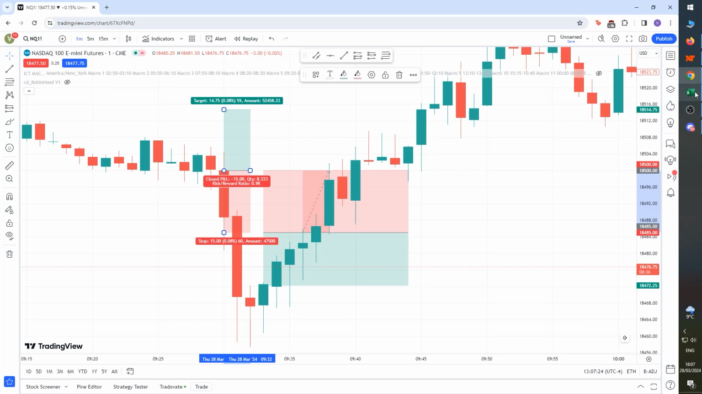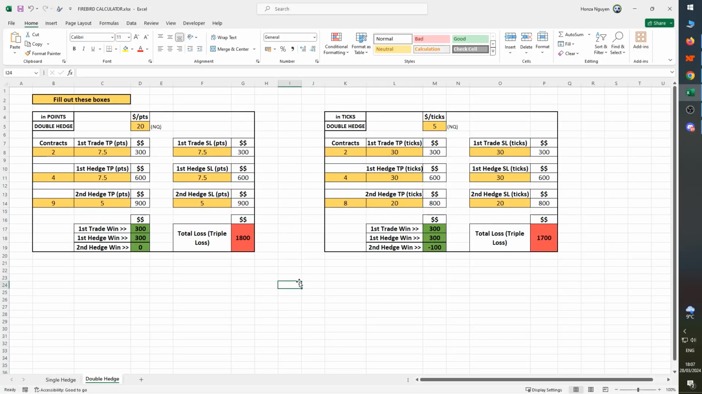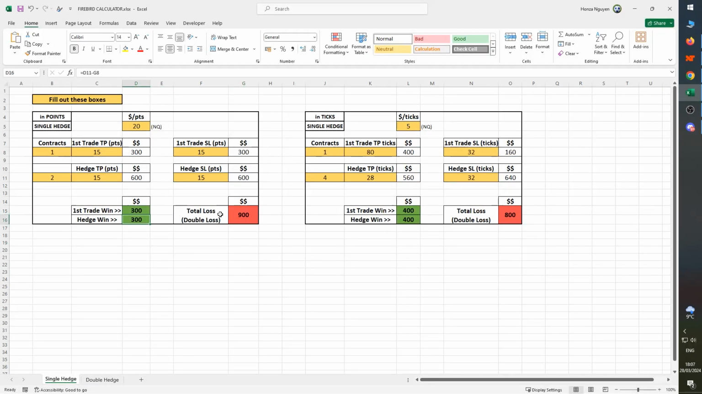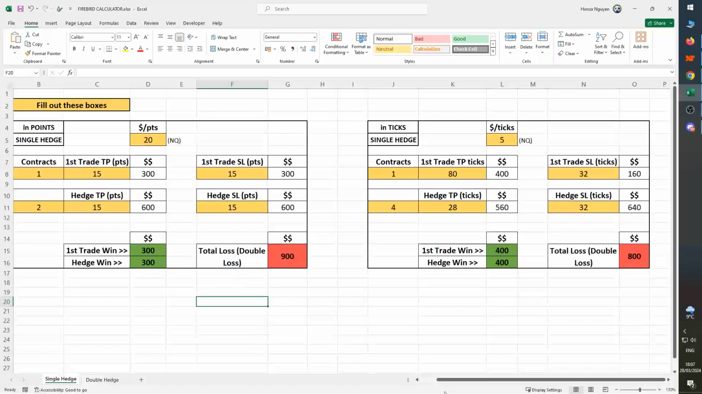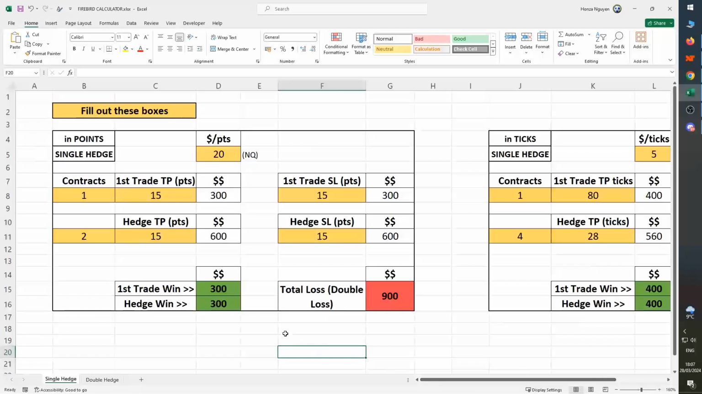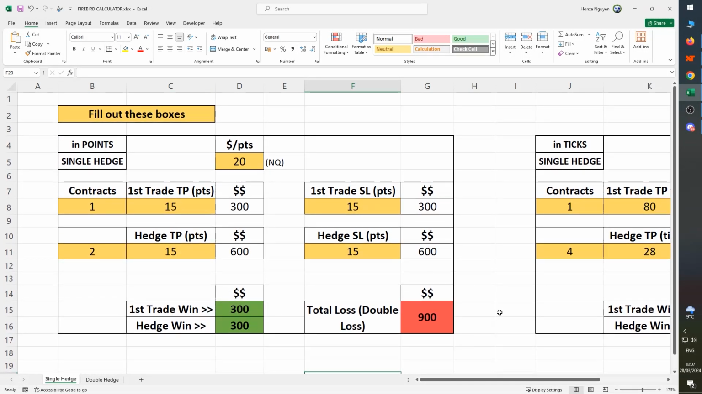which goes, let me show you this. So here's an Excel to calculate the wins and losses. So here's a basic setting. I think this is from Echo. You go 15 long, 15 long TP and 15 short for the stop loss. First trade win is 300. You go 2 contracts going hedge, also 15 and 15. You get 300. But if you lose the double, it's minus 900.